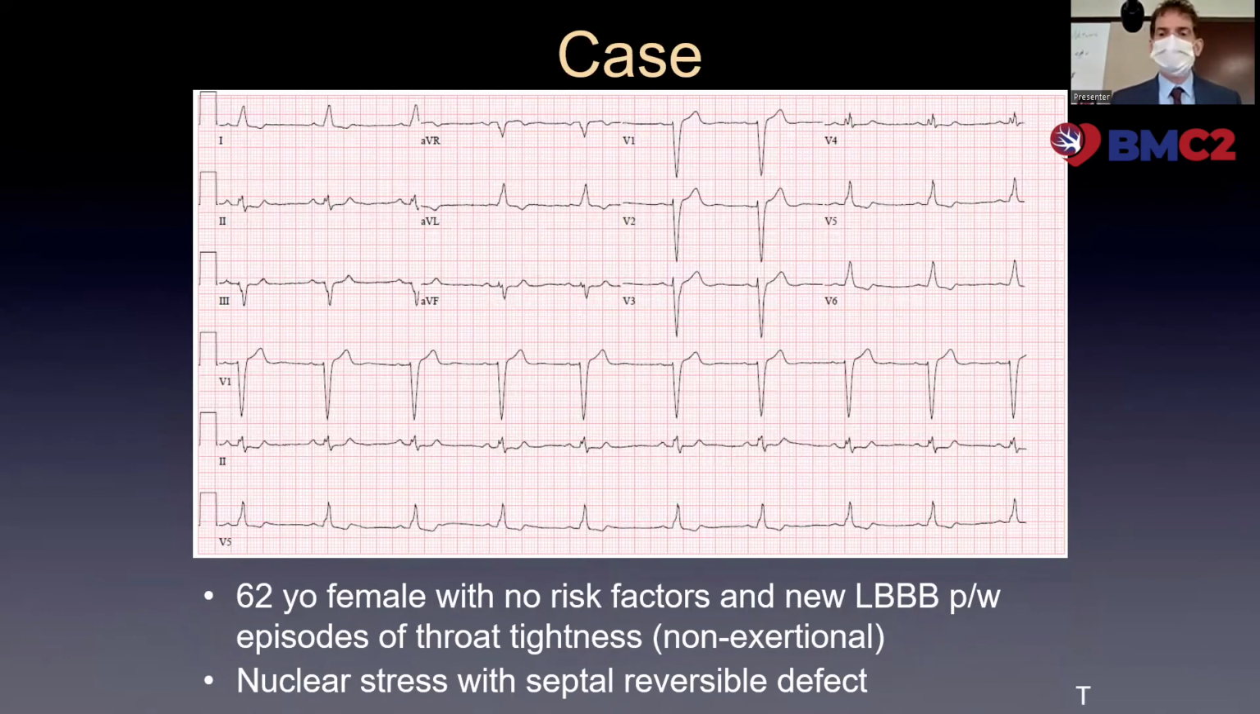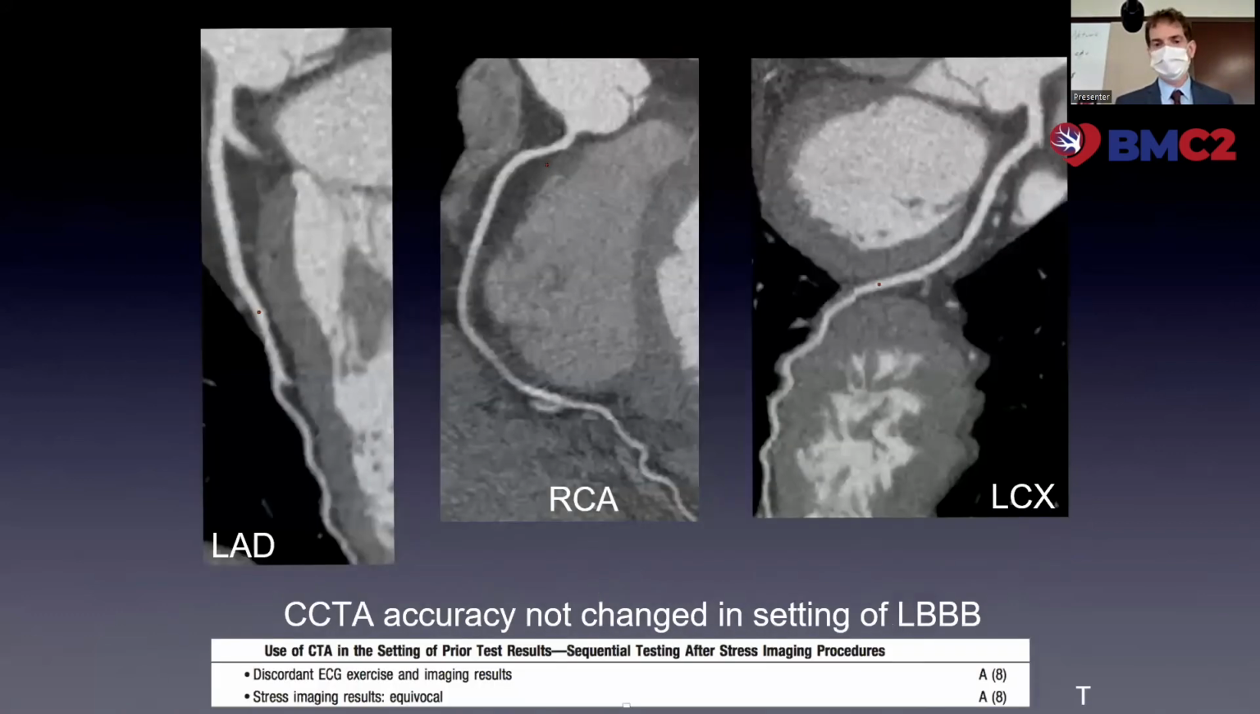Here's another case just illustrating concern for a false positive stress test. 62-year-old female with a new left bundle branch block on an EKG, which can suggest ischemia or coronary artery disease. And the patient was also having episodes of throat tightness, concerning for maybe being an anginal equivalent. So she had a nuclear stress test done, and it showed a reversible defect in the septum. And this is something that we can often see, and this was a patient I saw in clinic, and she came to see me with this positive nuclear stress test.